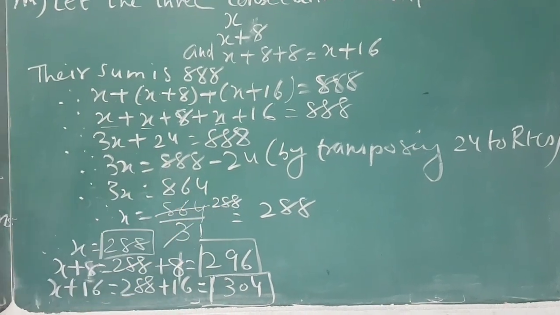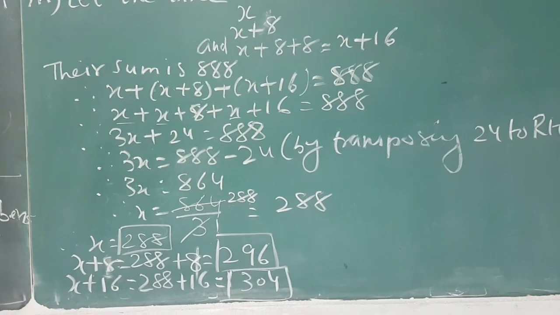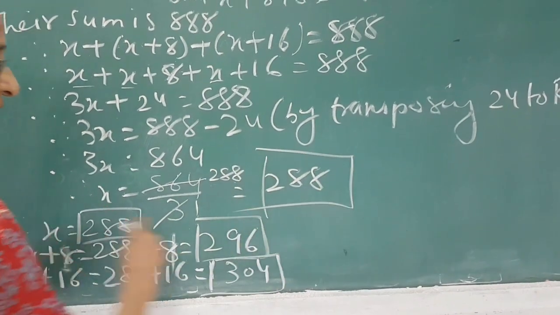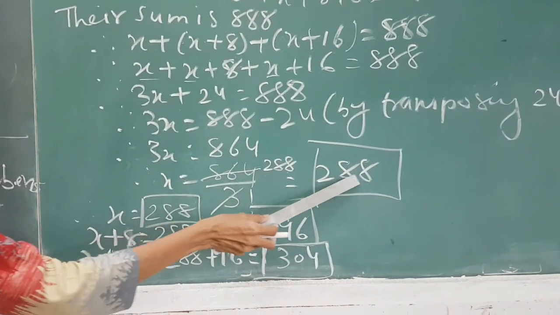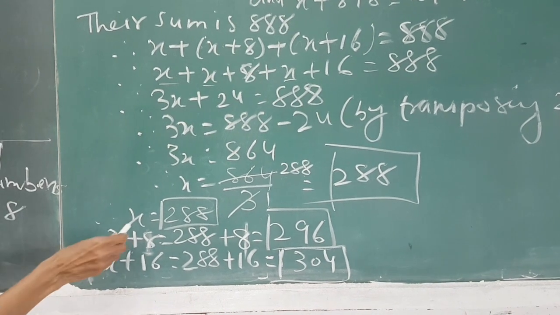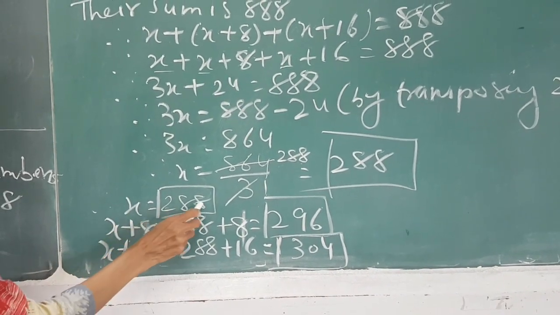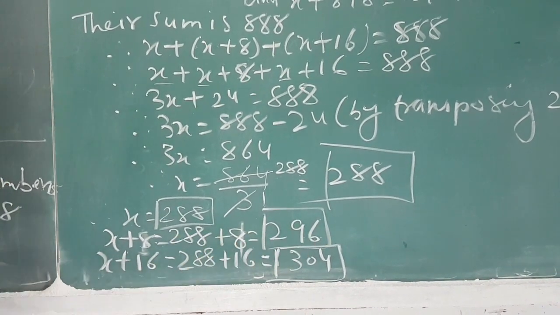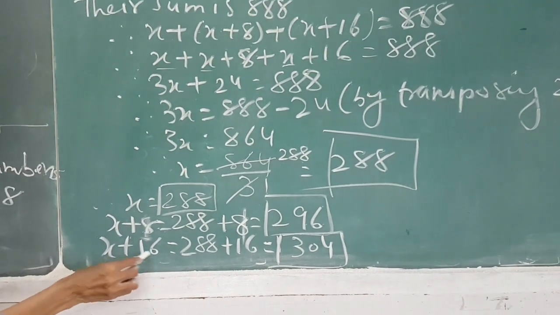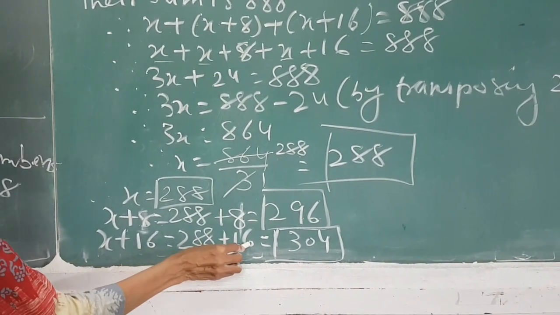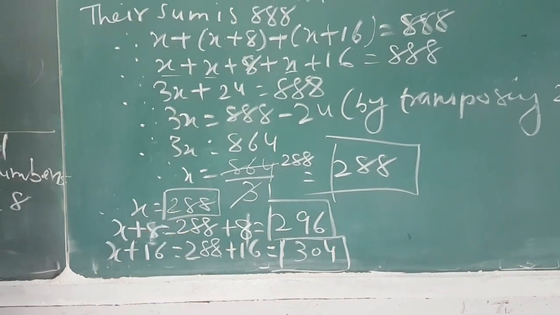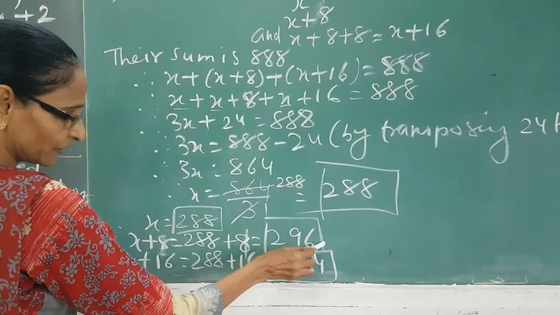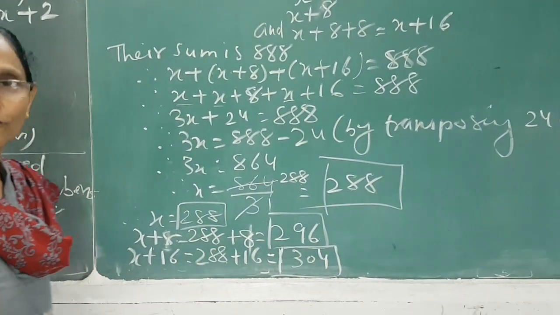You can even do it by factorization, you can divide by taking smaller numbers. So the answer is 288. The value of x is 288. Therefore x is 288, x plus 8, that is 288 plus 8, will be 296. And the third value x plus 16 will be 288 plus 16, which is equal to 304. So the 3 multiples of 8 are 288, 296 and 304.